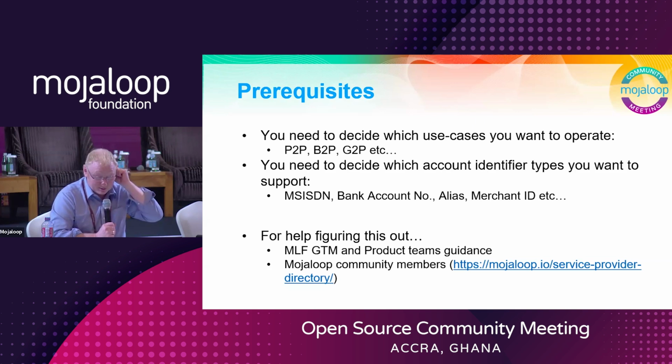You will have heard a lot of discussion in some of the previous sessions this week, and maybe indeed some tomorrow, about how to identify accounts in a Mojaloop scheme. Once you've figured out what identifier types you need, that helps you identify which software components you're going to need to install. If you need help figuring out any of this, again, our go-to-market team in the foundation and our product team can help you.